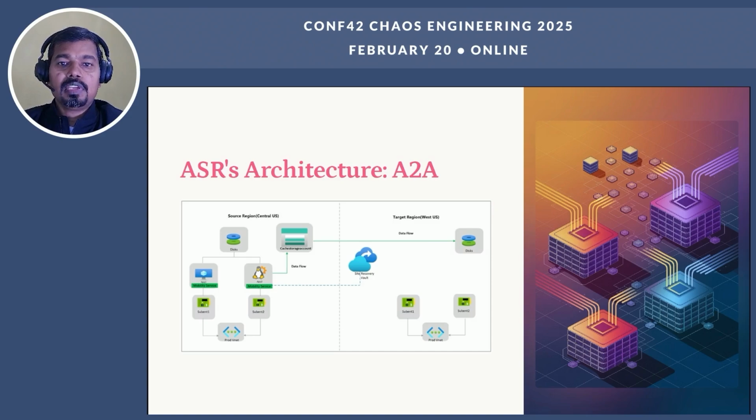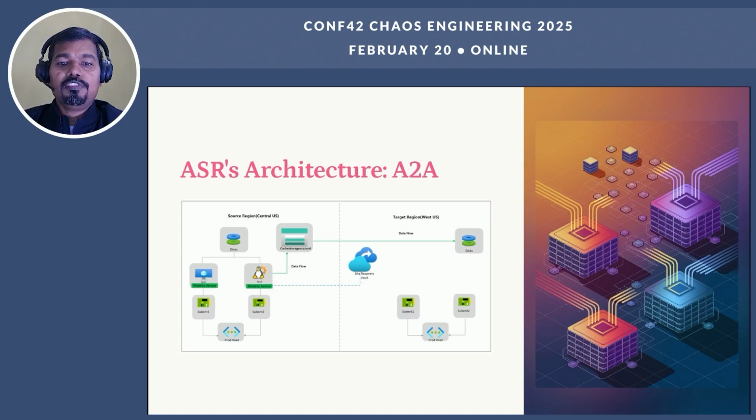Azure Site Recovery enables seamless replication of virtual machines from one region to another, ensuring business continuity with minimal downtime. How does it work? ASR continuously replicates VMs from the primary region to a secondary region. If there is an outage, your workloads are already synchronized and ready to run in another region.